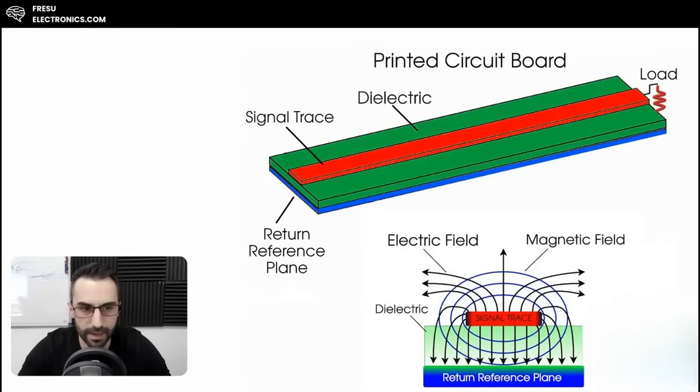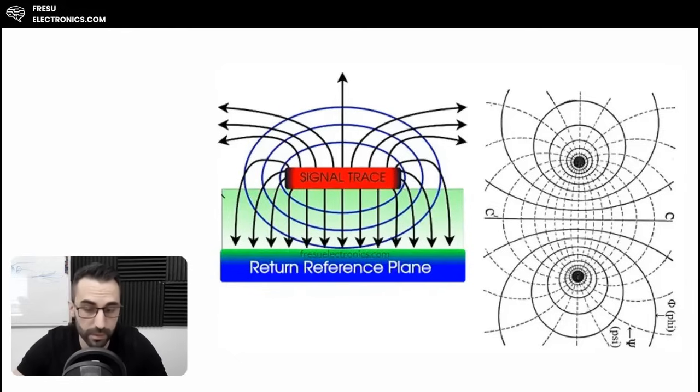Where the fields actually propagate is in the dielectric. This is important because when we picture how the signal propagates through printed circuit boards, we have to picture the electromagnetic energy propagating through the dielectric and not in the conductors. When we observe these fields in the PCB configuration, the behavior is similar to the two conductors which were shown before. But what changes here?